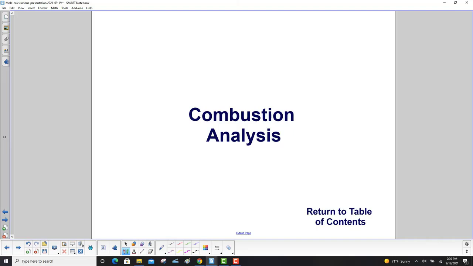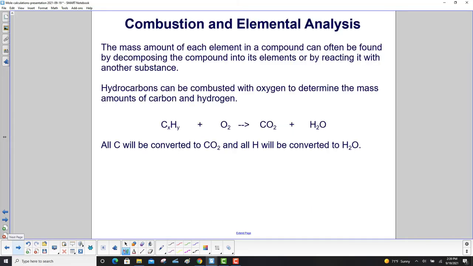Combustion Analysis. The mass amount of each element in a compound can often be found by decomposing the compound into its elements by reacting it with another substance. Hydrocarbons, here's a hydrocarbon, CxHy, can be combusted with oxygen, that's a fire, to determine the mass amounts of carbon and hydrogen. All the carbon will be converted to CO2 and all the hydrogen will be converted to water.